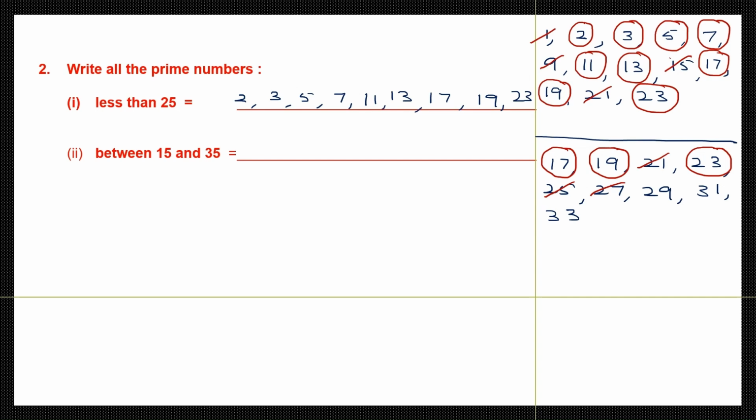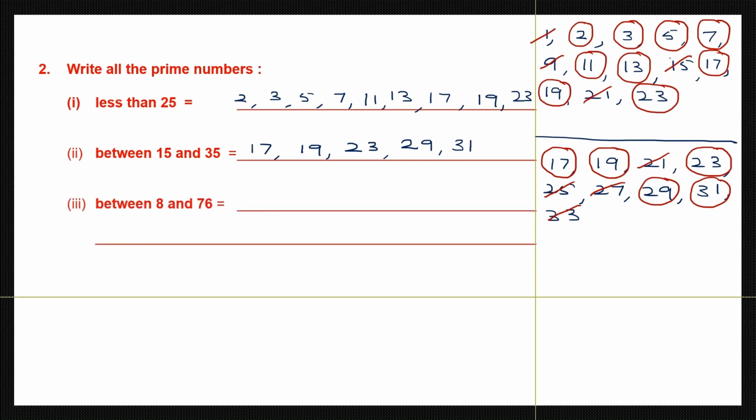29, 1 into 29 is 29. Nothing else will give us 29, so it's a prime number. 31, 1 into 31 is 31. Nothing else will give us 31, so it has only 2 factors. It's a prime number. 33, 1 into 33 is 33. 3 11s are also 33, so it has more than 2 factors, not a prime number. So let's write down what we have circled. So prime numbers between 15 and 35 are 17, 19, 23, 29 and 31. So these are the prime numbers.